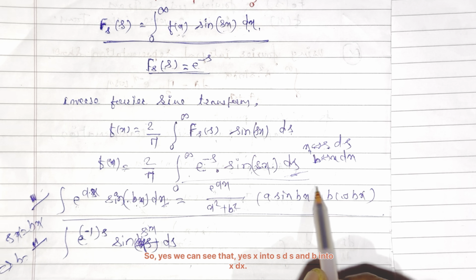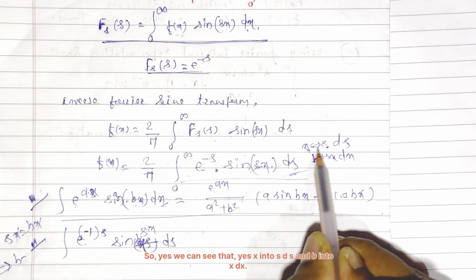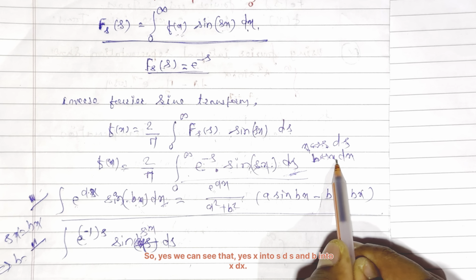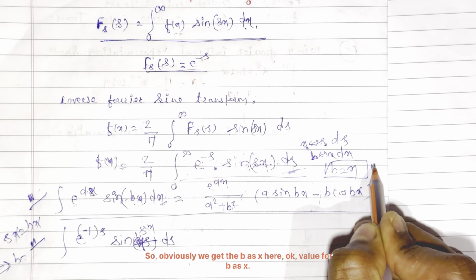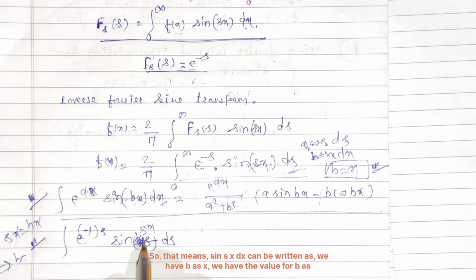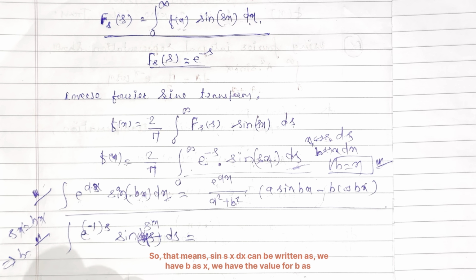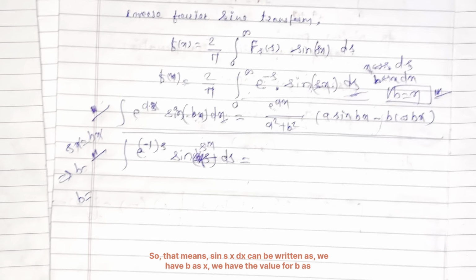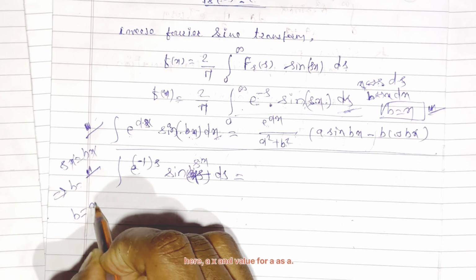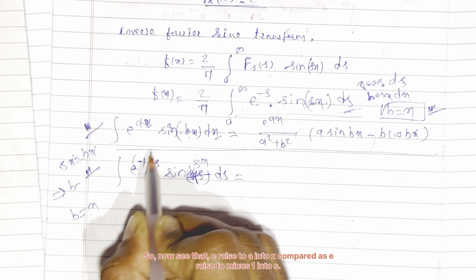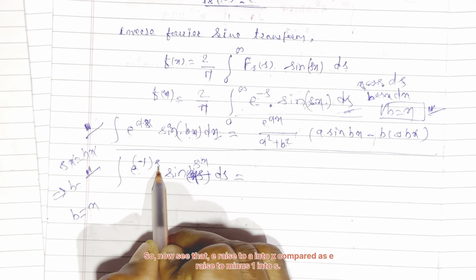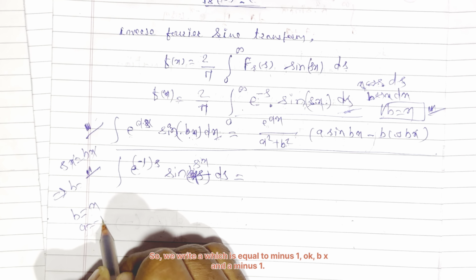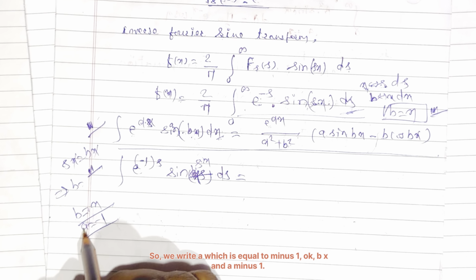As we can see, x into sin sx dx and b into x dx, so obviously we get b as x here. So that means sin sx dx can be written with the value for b as x and the value for a as a. Now see that e raised to a into x compares with e raised to minus 1 into s, so we write a equal to minus 1.